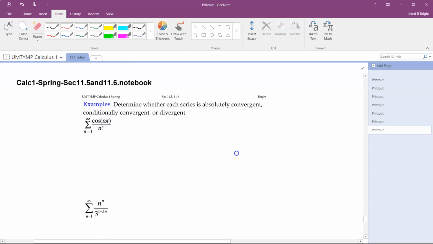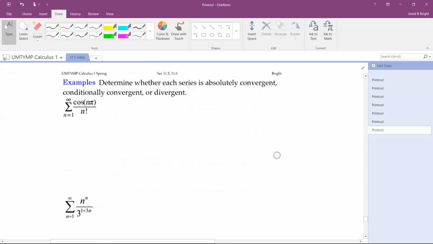Okay, so I want to get to some examples because that's where we really want to spend our time together. Okay, so in the first example, we have just cosine of n pi all over n factorial. Okay, so we want to figure out which test to use, and your gut might say, well, there are no powers of n, so why do the root test? Let's do the ratio test.